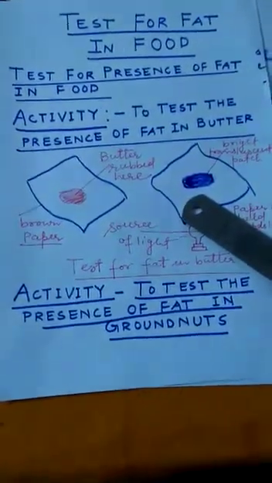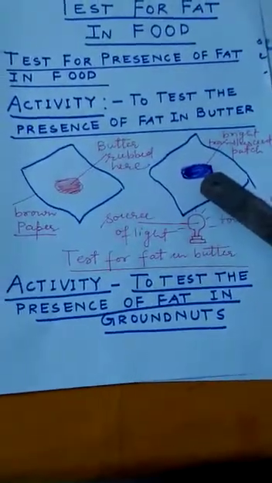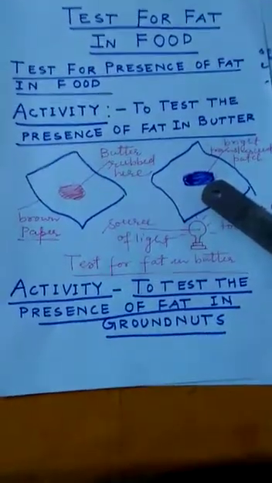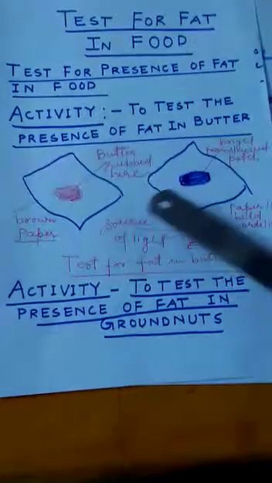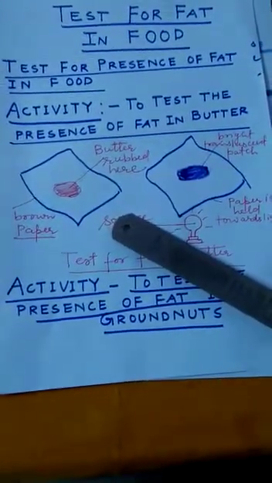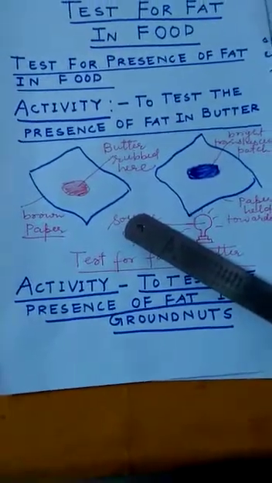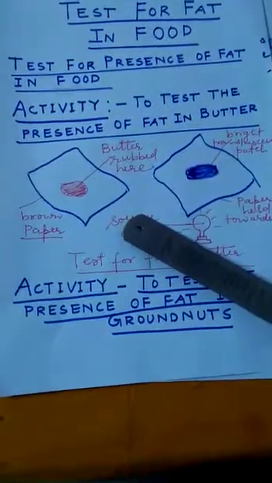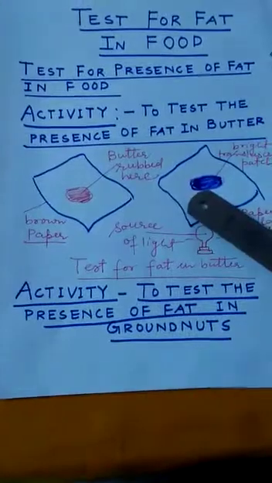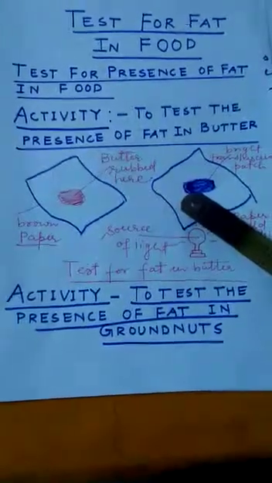The food item being tested may sometimes contain a little water, which may produce a wet patch on the paper. So after rubbing, the paper should be allowed to dry for a while. If a greasy patch remains even when the paper is dried, then the food item contains fat. If no greasy patch remains on the paper after drying, then the food item does not contain any fat.